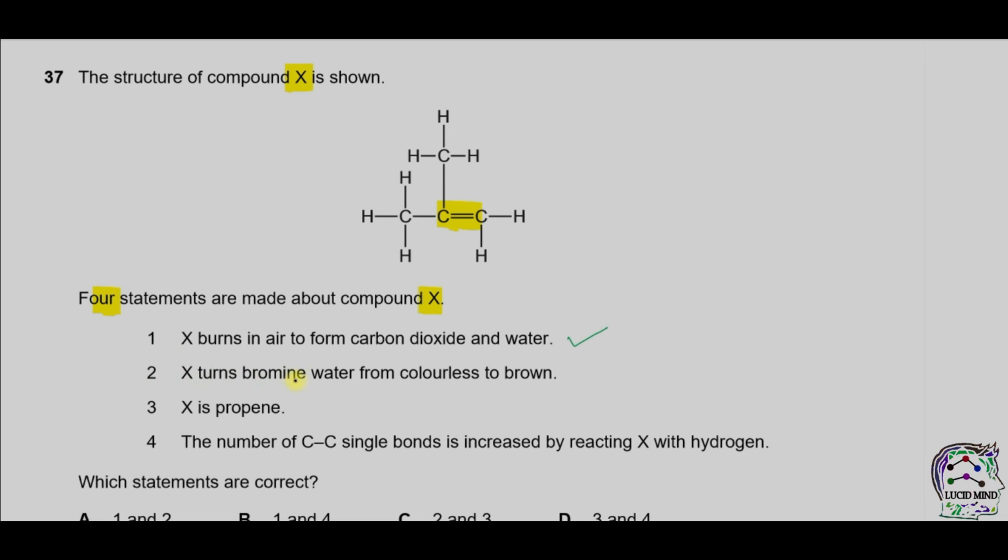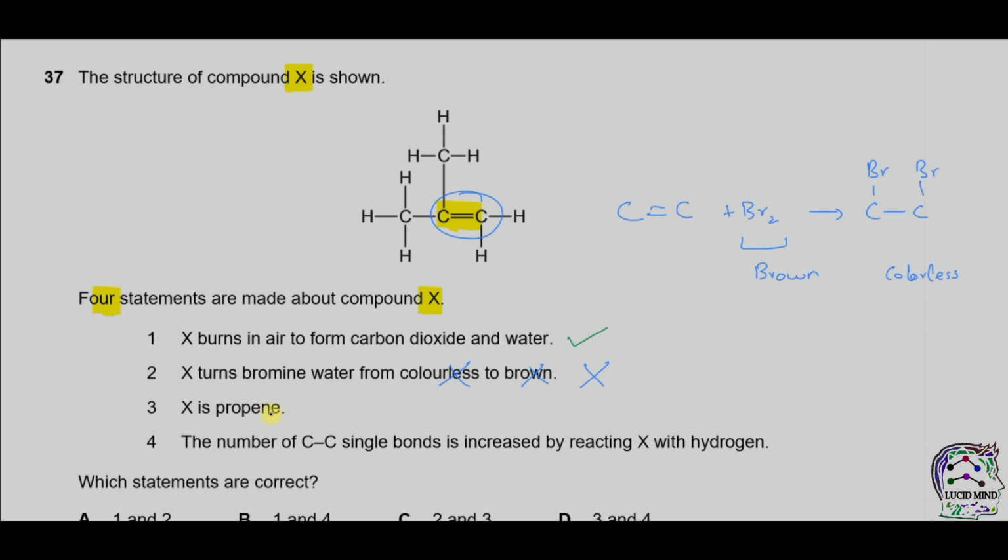Option 2. X turns bromine water from colorless to brown. Now bromine can add among these carbon atoms as a double bond is present, so bromine will be added such that the double bond is converted into a single bond, and with each carbon atom one bromine atom is added. It turns from brown to colorless. As this statement is the other way around, this is incorrect.